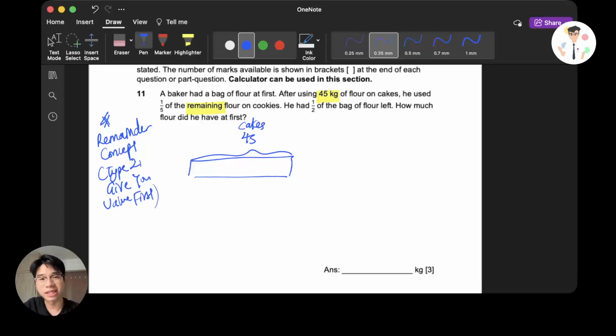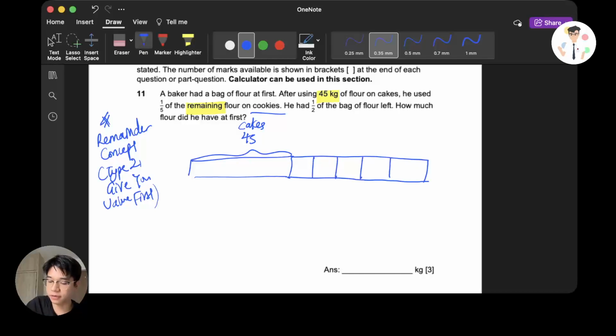And what happened? He used 1 out of 5 of the remaining flour on cookies. This tells you that my remainder is supposed to be 5, and out of this 5, I use 1 on cookies. So I'm supposed to draw another model here. Cut into 5: 1, 2, 3, 4, 5. And this one is on cookies. Now, this is what is supposed to be left.